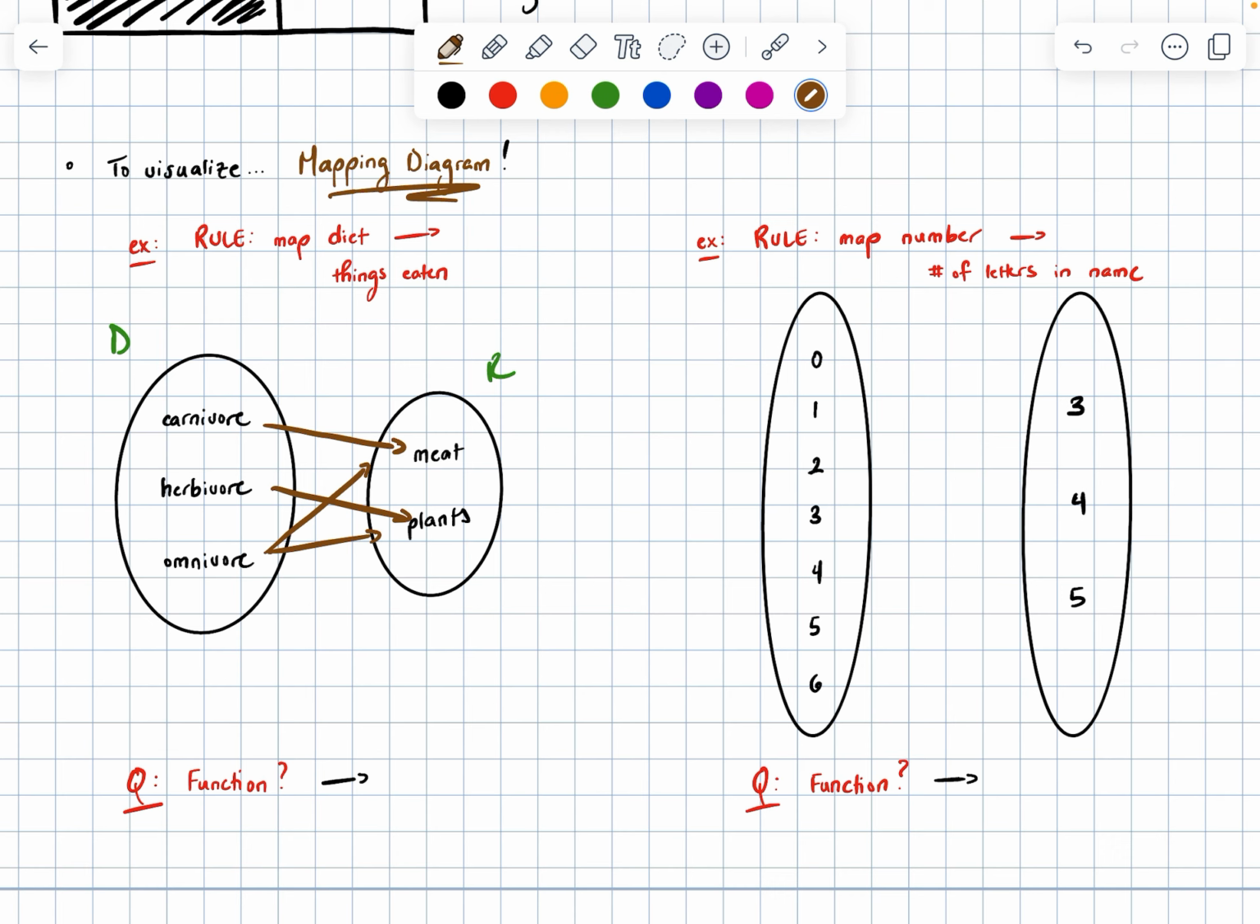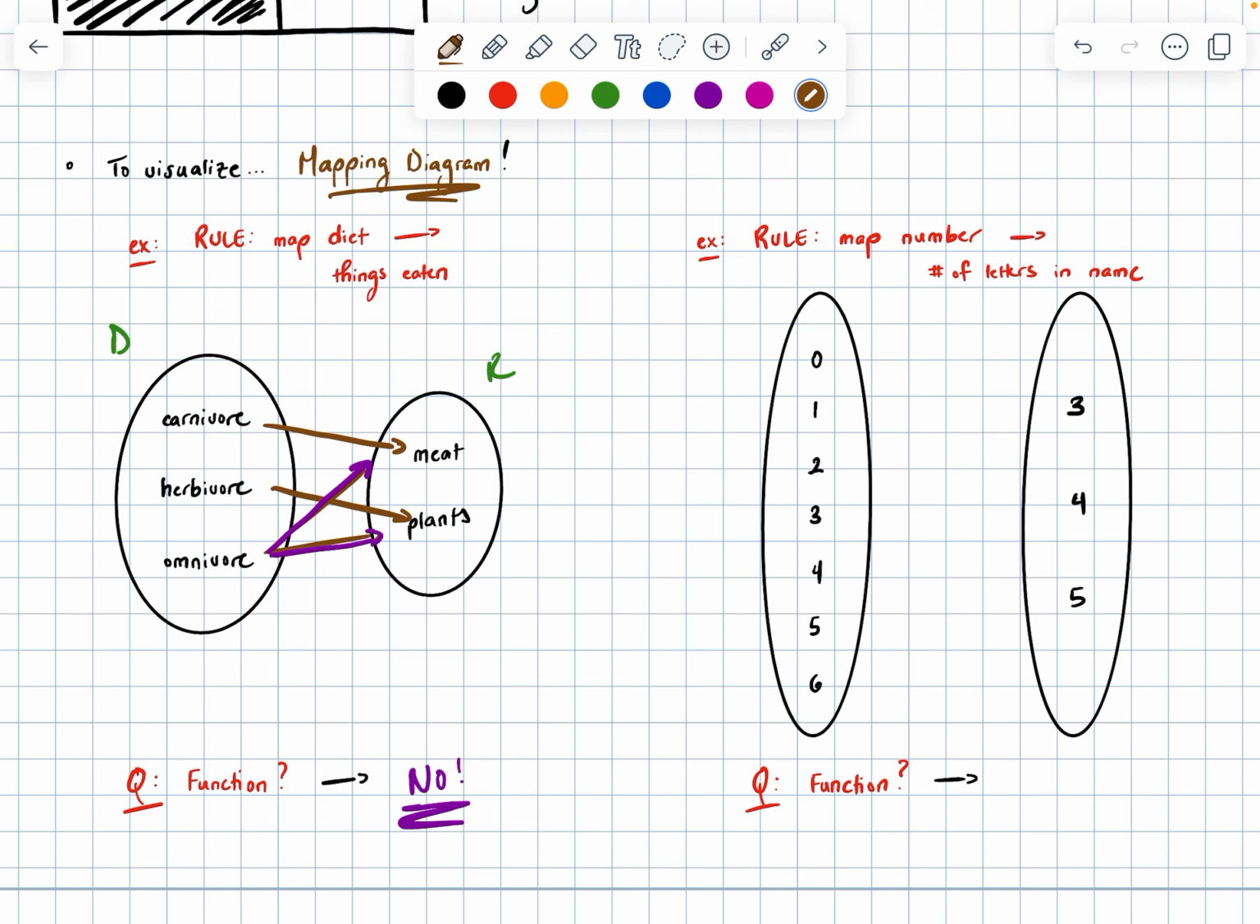Now, is this a function, right? By definition, a function can only take an input to one output. Well, if I look at omnivore, I have an arrow going to meat and an arrow going to plants. Here, this input goes to two different outputs. So in this mapping diagram, I can see that no, this is absolutely not a function.